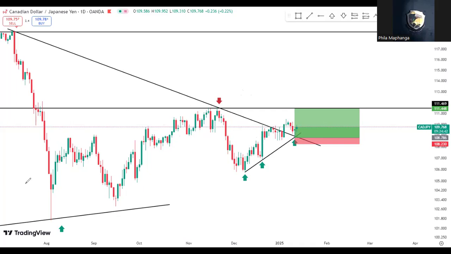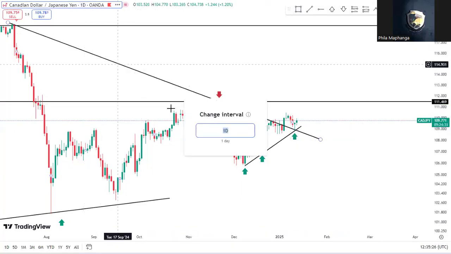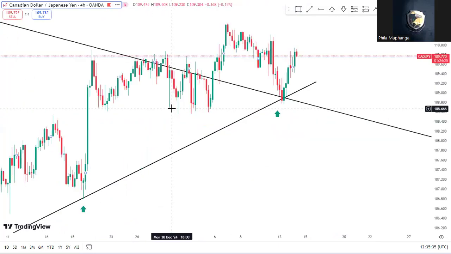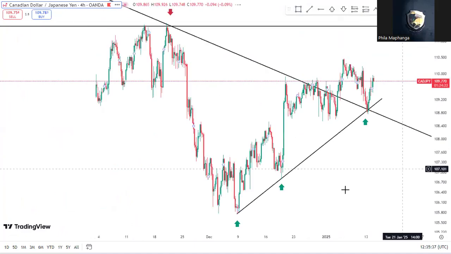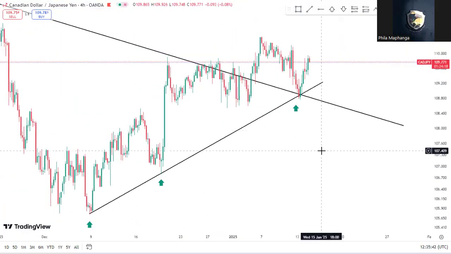Now, let's go down again. Let me remove this one. Let's go down and see what we get as we go down with the time frame. Right now, we are on daily time frame. Let's move to smaller time frame and see what we get. We're moving to 4-hour time frame. On 4-hour time frame, you can still see the trend line is more visible. And here we have a lot of trend lines.